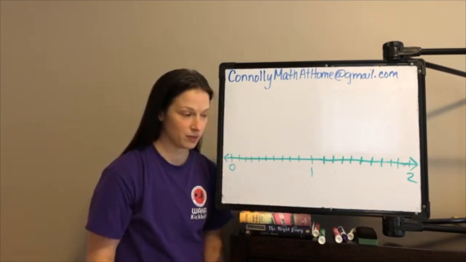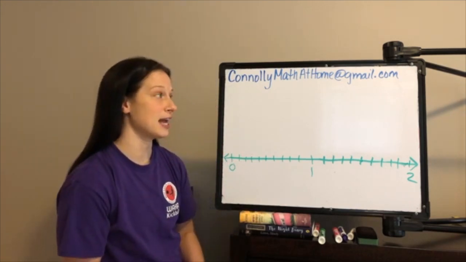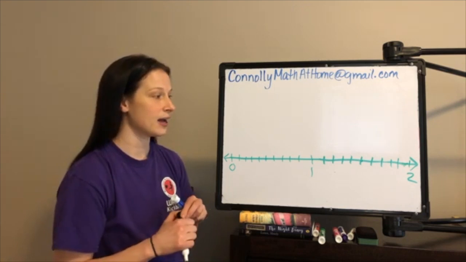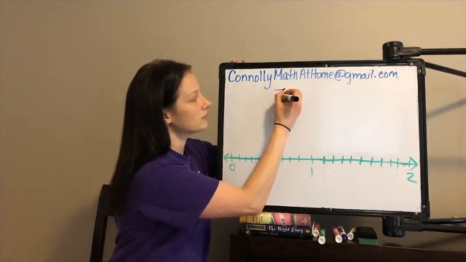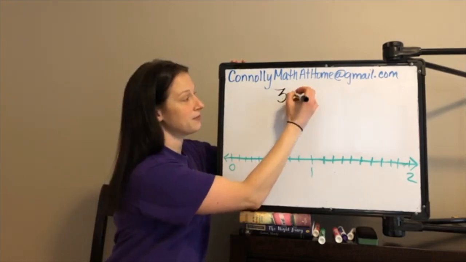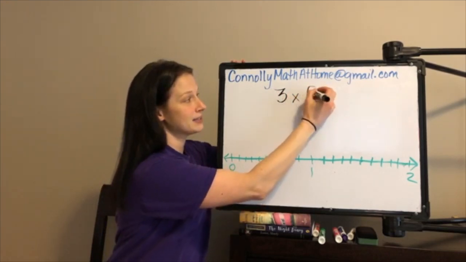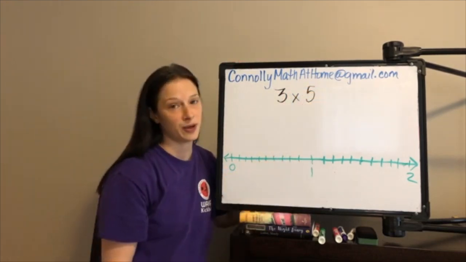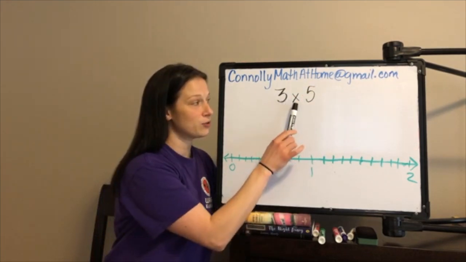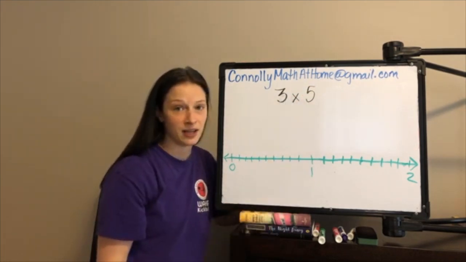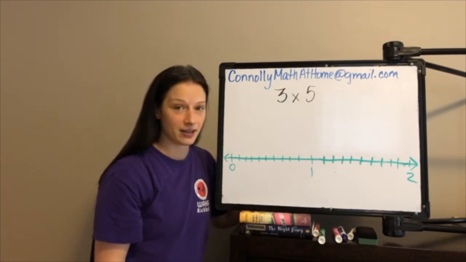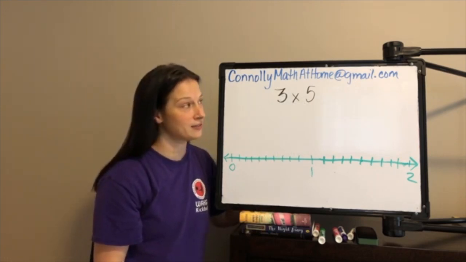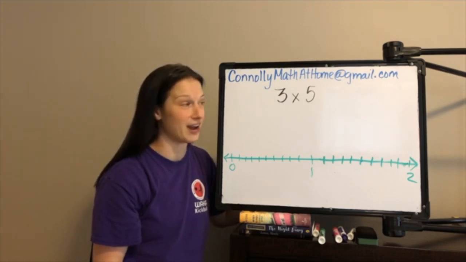We're going to give our story problems a context, and we are going to say that we ran, Miss Connolly can do the running if you want, 3 days in a row, and I ran 5 miles each day. Okay, so I did 3 groups of 5 miles. And you can probably predict that my product is going to be greater than 3 and greater than 5.